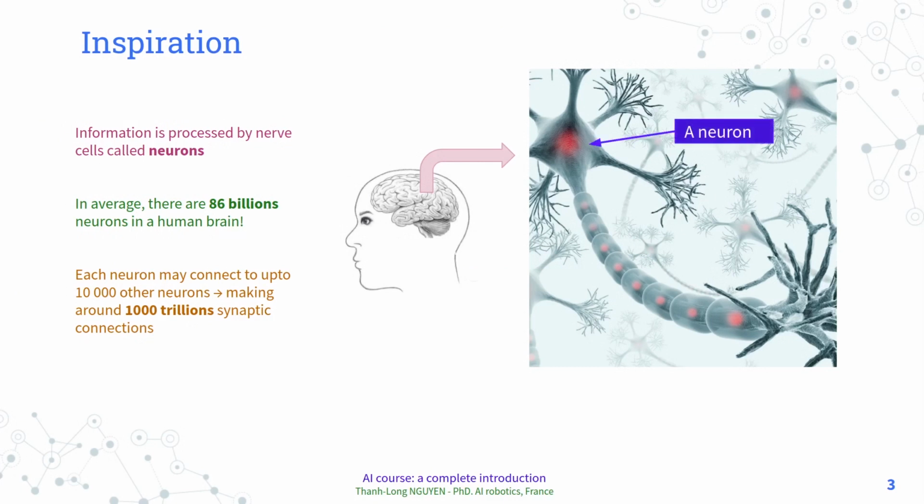Neurons allow processing information by making an extremely large connected network, and this kind of network is called biological neural network. To give you an idea of how large is the network, let's imagine that, on average, a human brain has around 86 billion neurons, and each of them may connect up to 10,000 other neurons. This makes approximately 1,000 trillion synaptic connections. Can you believe that?